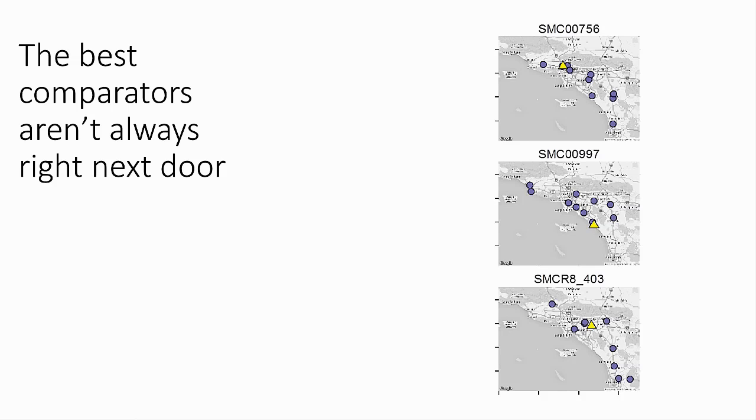So one of the first things we observed is that the best comparators aren't always right next door to your test site. In these plots, I just showed the 10 closest potential comparators. Those are those purple dots. The yellow triangles are the test site. And they tend to come from all over the region, or at least from within 100 kilometers. The data set I was looking at was constrained to Southern California. If I did this statewide, I might have ended up picking comparators from other parts of the state.